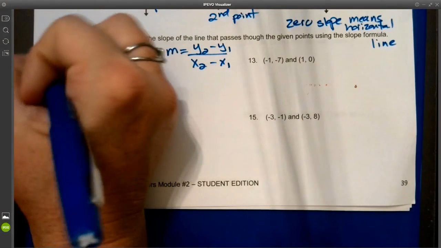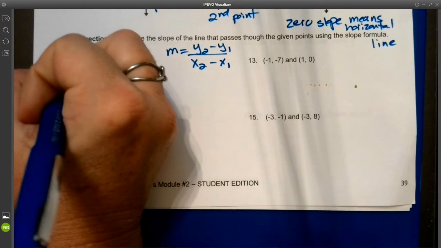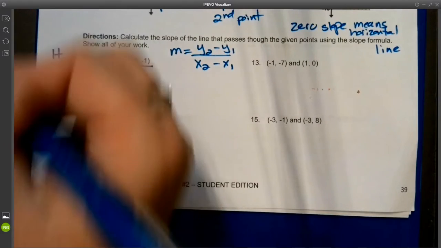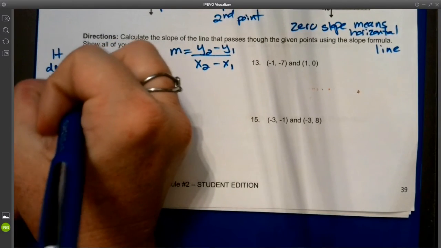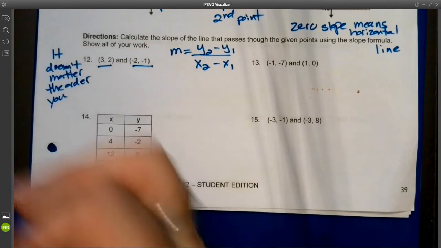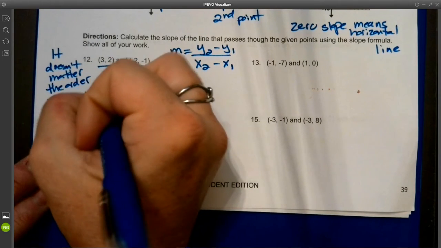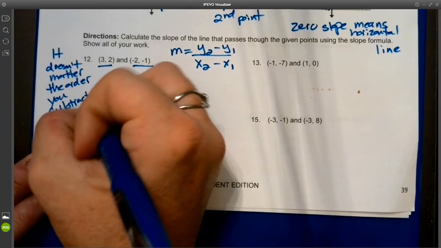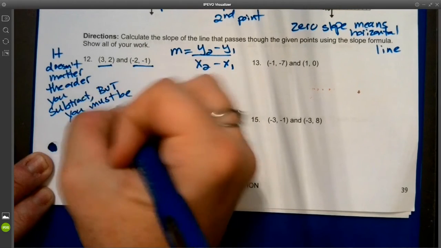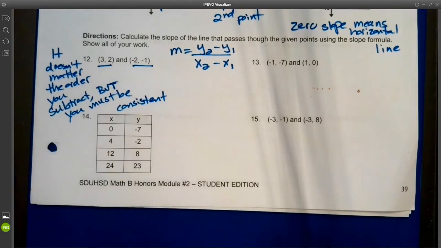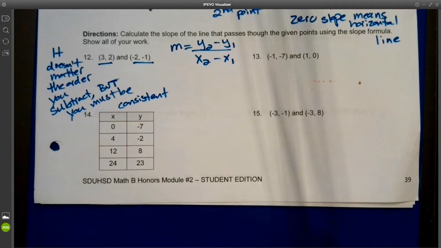In fact, I'm going to write that over here. It doesn't matter the order you subtract, but you must be consistent. You've got to be consistent with it. What do I mean by this? I'm actually going to take out the baby blue pen. That's how serious things are about to get.